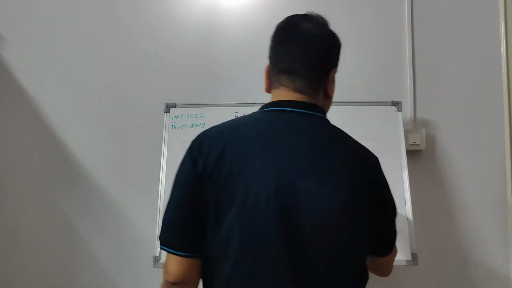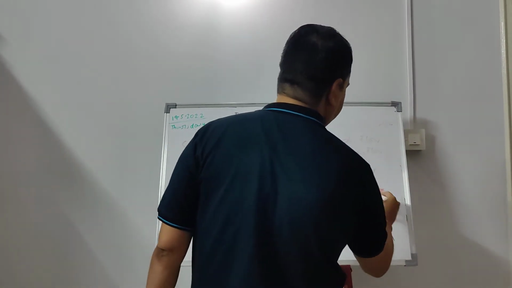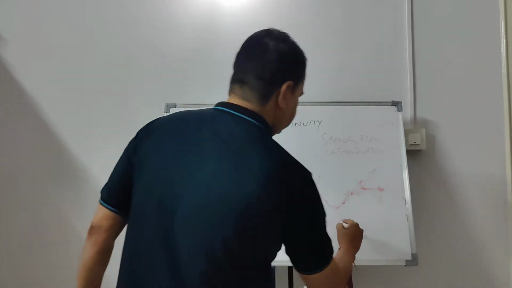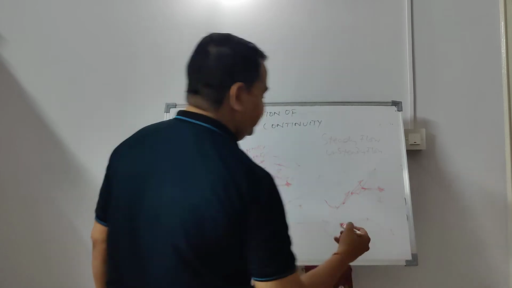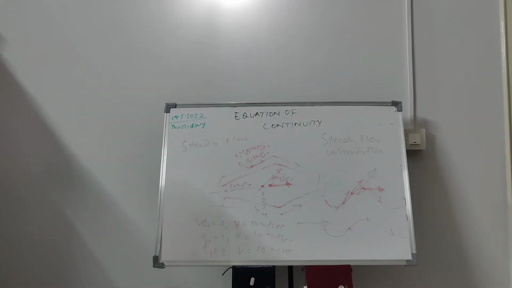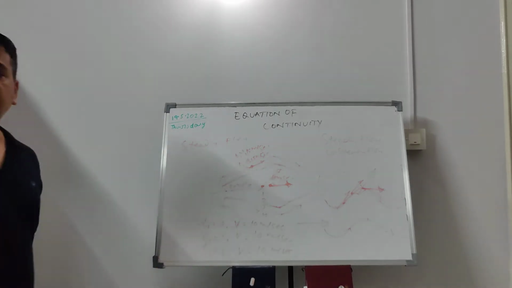So what is a streamline? This line is a streamline. Streamline means the path followed by the particle in steady flow. So first steady flow, then streamline. Two things here. Okay, so now we know what is steady flow.